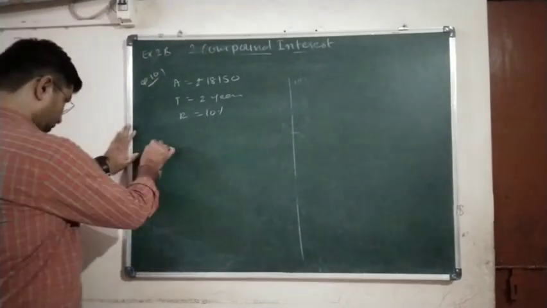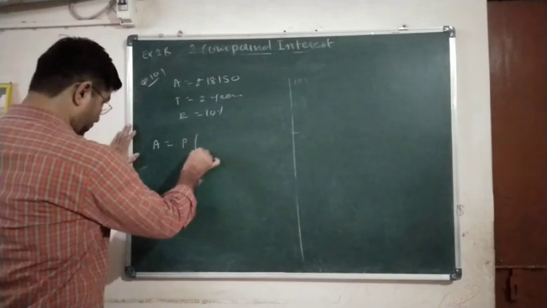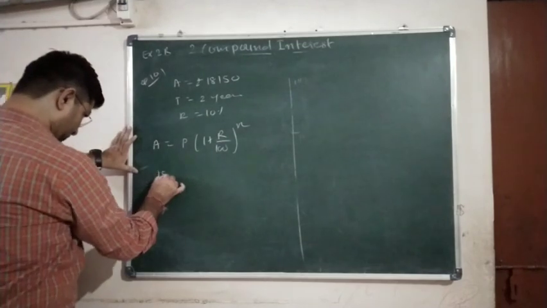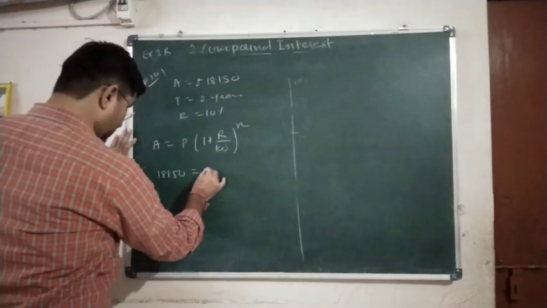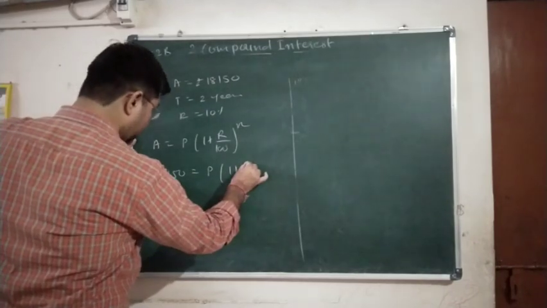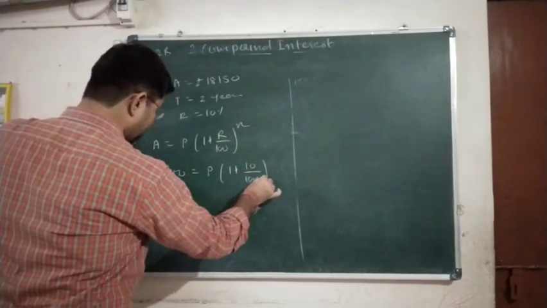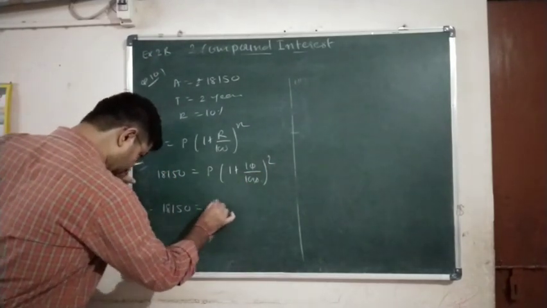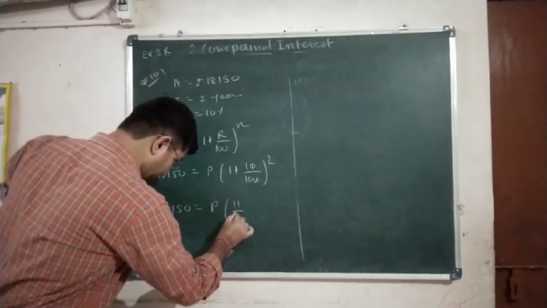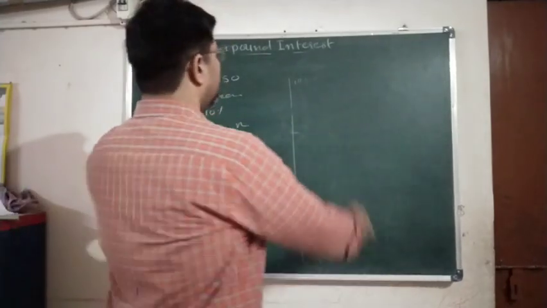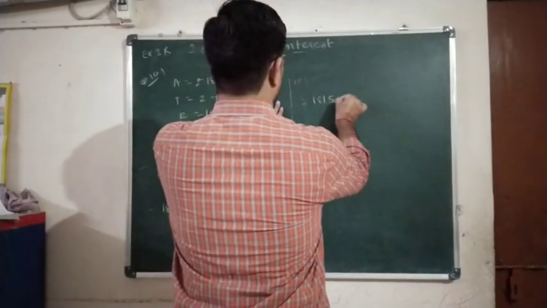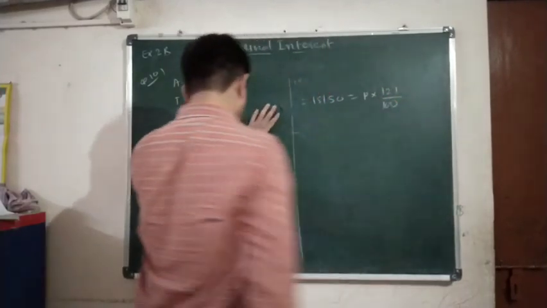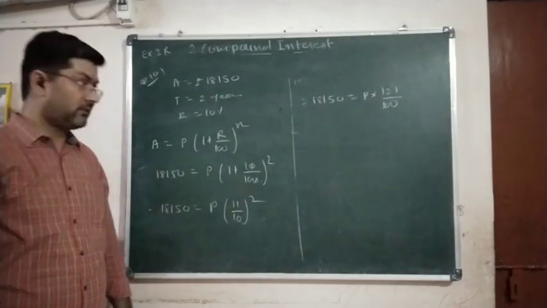Amount is given. So put the formula for amount. A is equal to P into 1 plus R upon 100 raised to n. Amount is 18150. Principal we have to find out. Rate is 10 upon 100 raised to 2. Let us further simplify. 18150 P. 10 1 is 10 plus 1, 11 upon 10 raised to 2. Therefore 18150 is equal to P into 121 upon 100. 11 square is 121 and 10 square is 100.